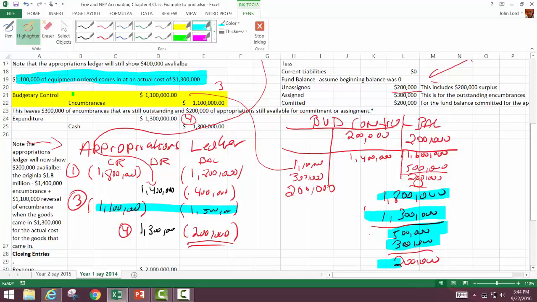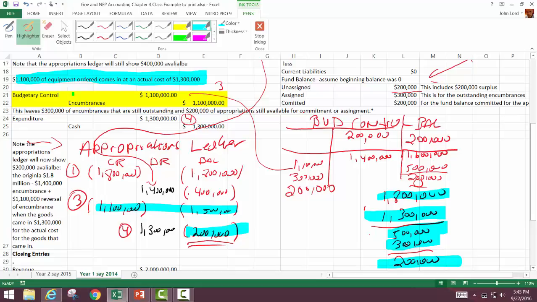And so our appropriations ledger is doing a nice job of showing us what we have left in our budget authority, isn't it? We still have 200,000 that we can spend. We've spent 1.3 and we're still on the hook for what? For an additional 300,000 that's going to come in from that original order of 1.4, of which so far we've received what? 1.1.